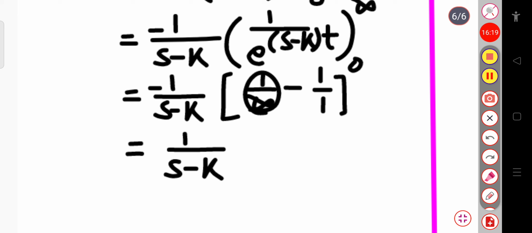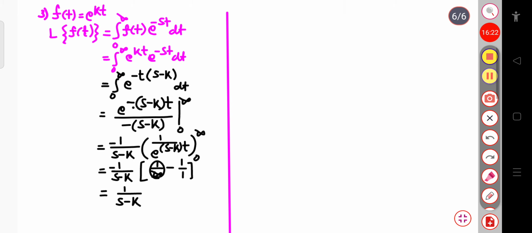Is that clear to you? So here you can see, if the function is exponential some constant into t, then if you take the Laplace transform of that function, this is equal to 1 by s minus k.